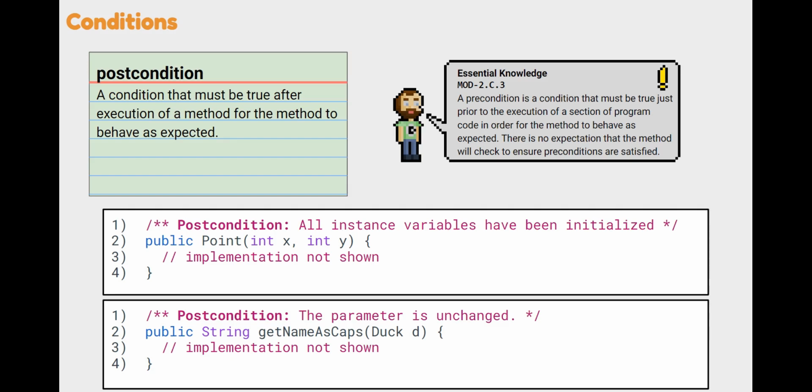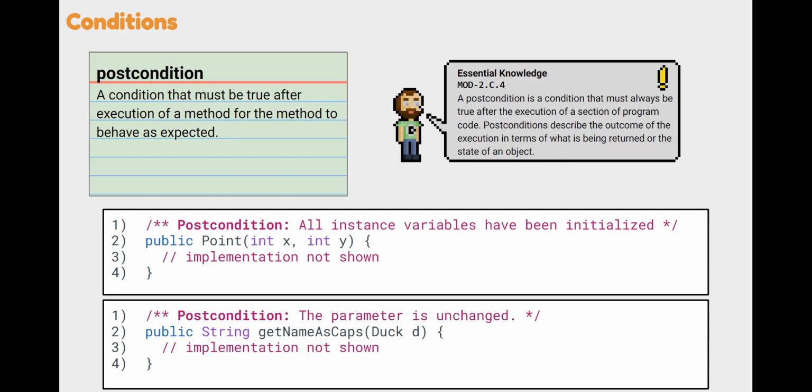Another postcondition that you will see quite often is that the parameter is unchanged. In that second example, getNameInCaps, we are passing in a duck, and we want to get that duck's name all in capital letters. Well, since we are passing you an object, you are getting a reference to an actual duck. We don't want you to actually change the name of the duck. We want you to get a copy of the name of the duck and then change that to all capitals.